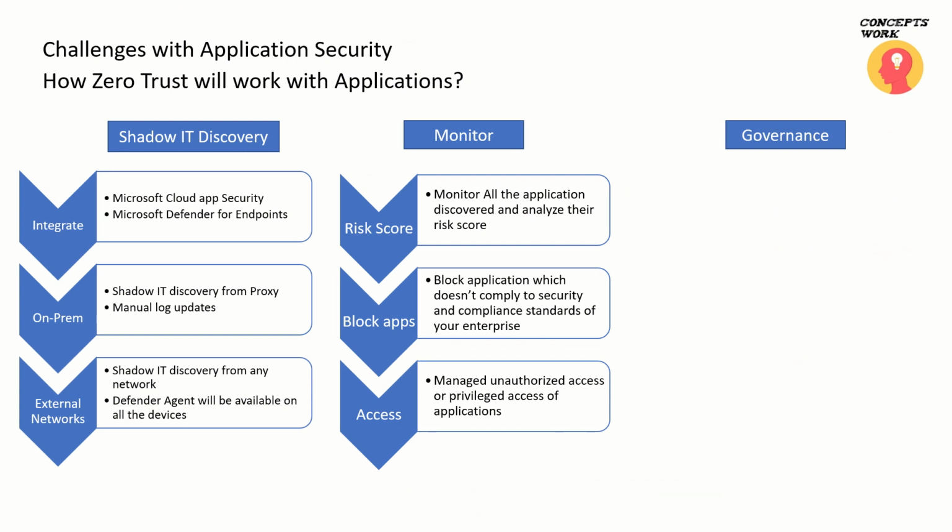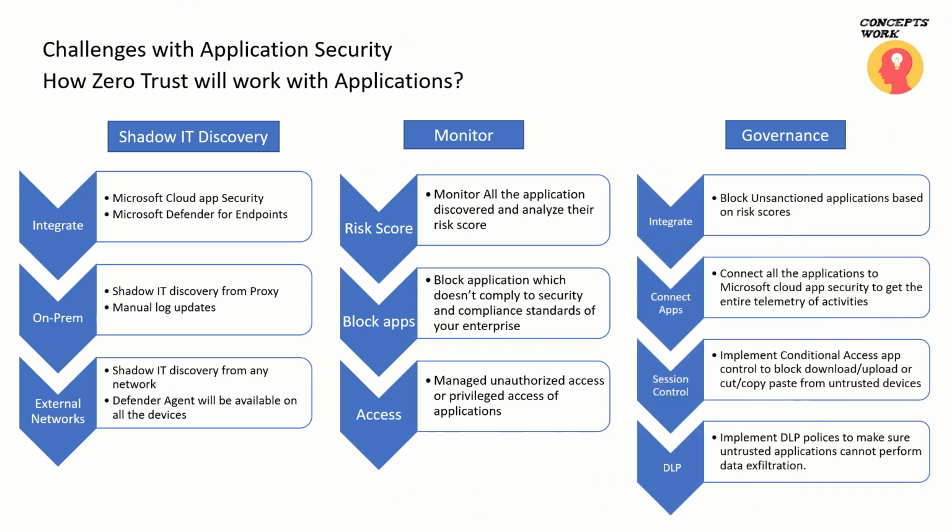Okay, so now let's talk about the third section, governance itself. When we say governance, what we have to make sure is that all the unsanctioned applications are getting blocked in the internal network as well as at the endpoint itself. Now, if you have integrated Microsoft Defender for Endpoint with Microsoft Cloud App Security, this is something which will happen by default, right? Now, you also have to make sure that all the current applications which can be connected to MCAS are sending all the telemetry so that you can have one correlated view.